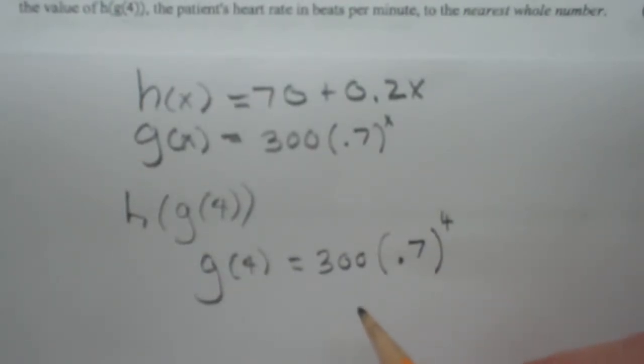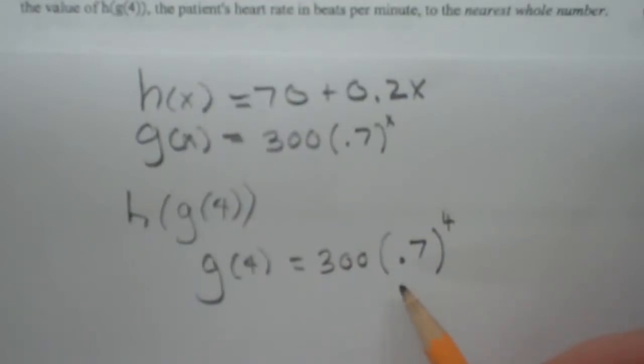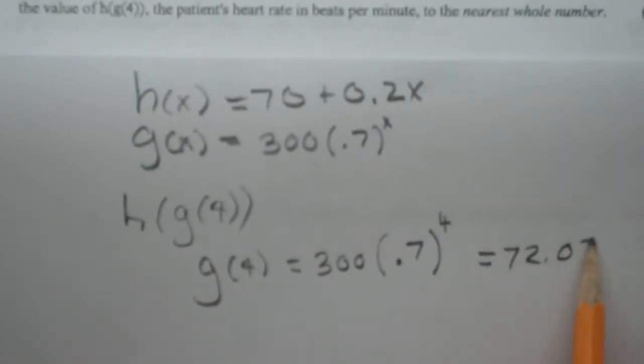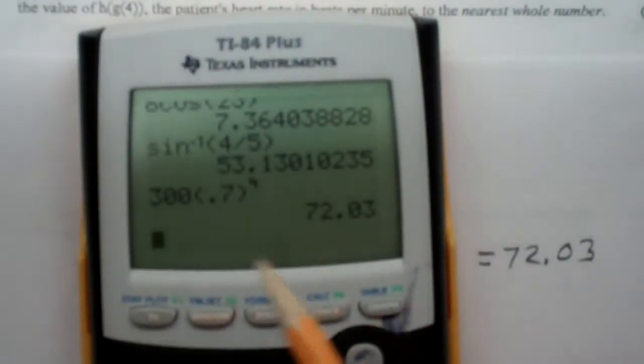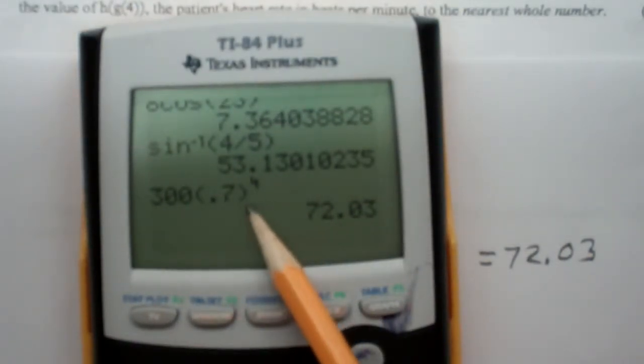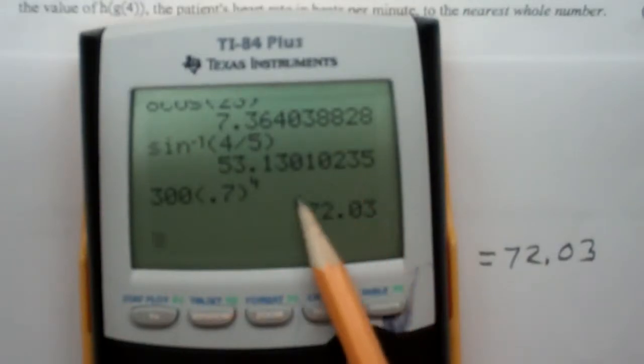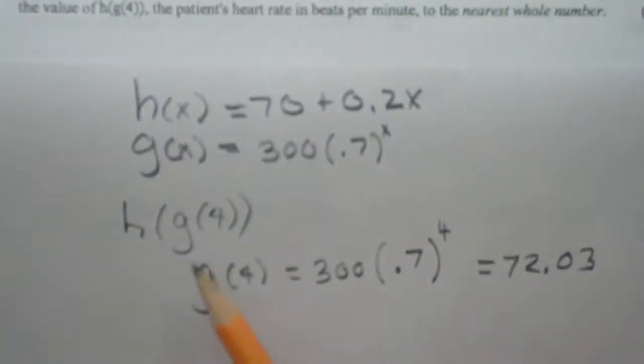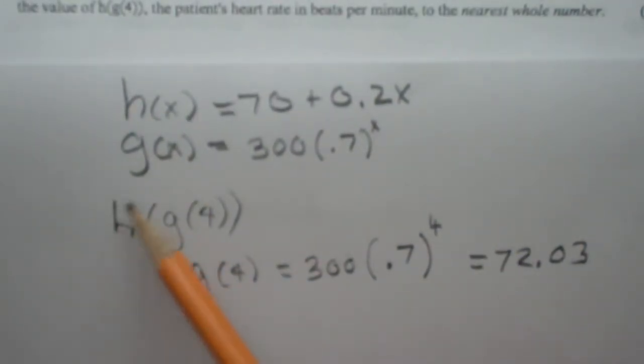300 times 0.7, and I'm raising that to the 4th power, and that gives us 72.03. I'll show you what I have on the calculator here. You can see here this is 300 times 0.7 to the 4th power, and it comes out to be 72.03 right there. Now that we have what is g of 4, we can put that into h to find what is h of g of 4.